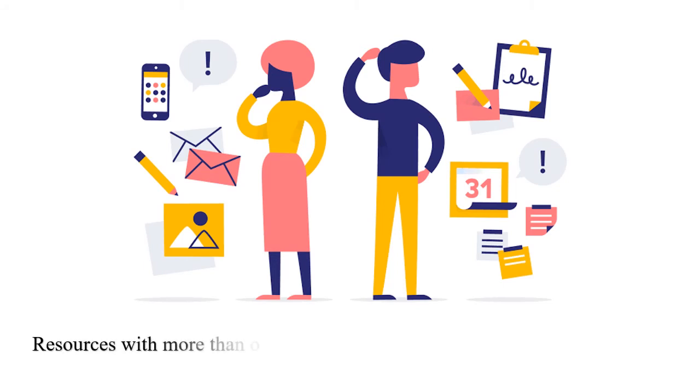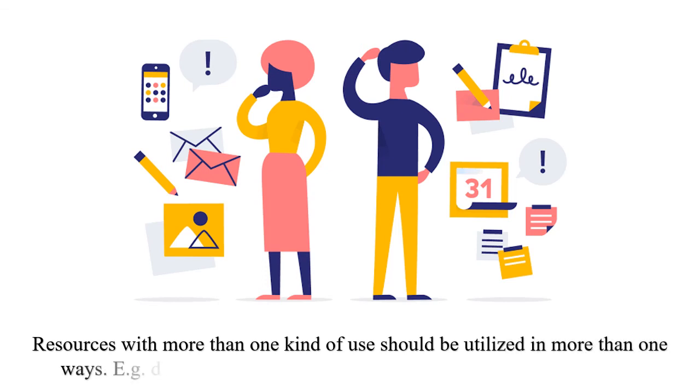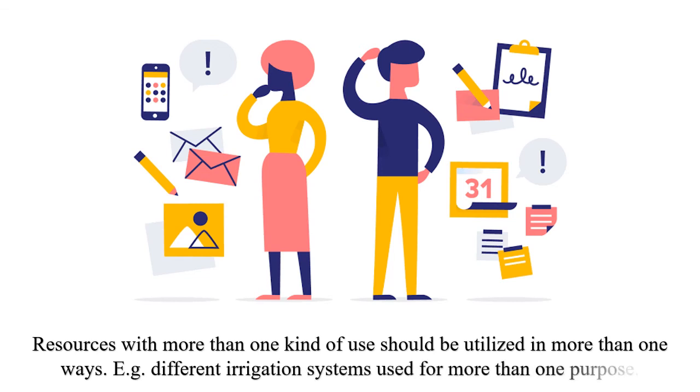The resources with more than one kind of use, which we call alternative uses, should be utilized in more than one way. Example, different irrigation systems used for more than one purpose. So those resources with alternative uses should be used as such for the maximum utilization, for the maximum returns and the minimum pollution.